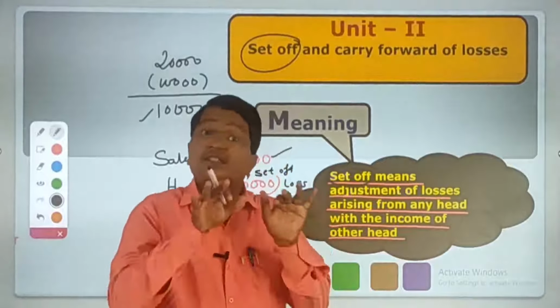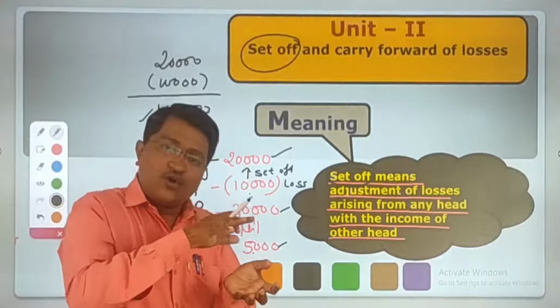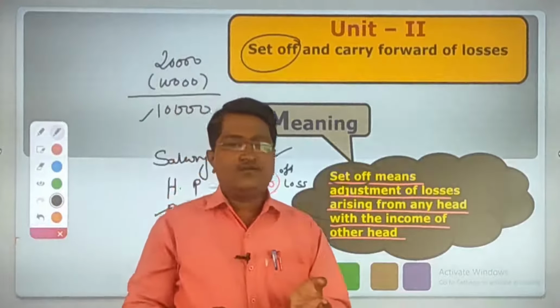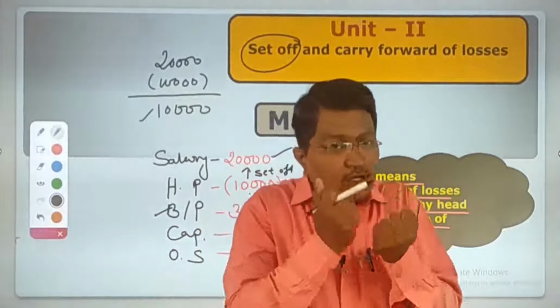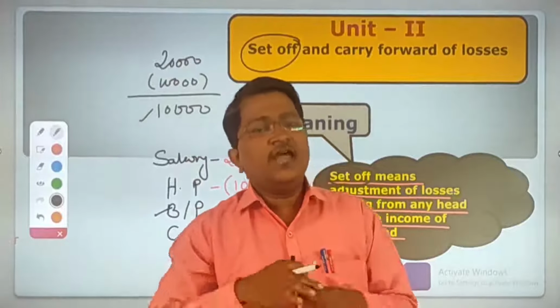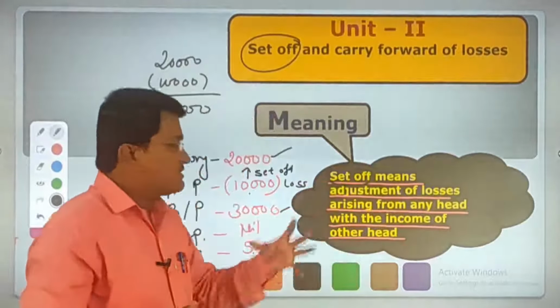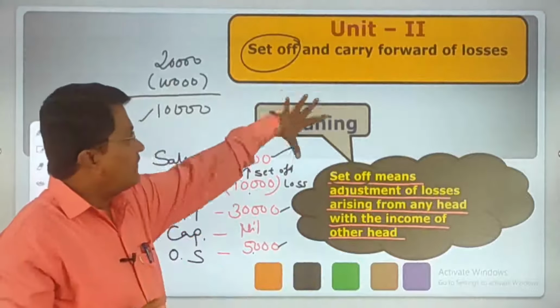I repeat, in the same head. Sometimes we can adjust the loss in the same head itself. If it is not possible in the same head, then we can go for the other head and adjust there. Right? So let's go for an example of set off.